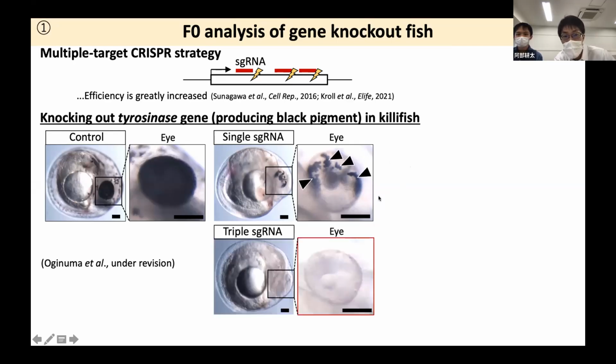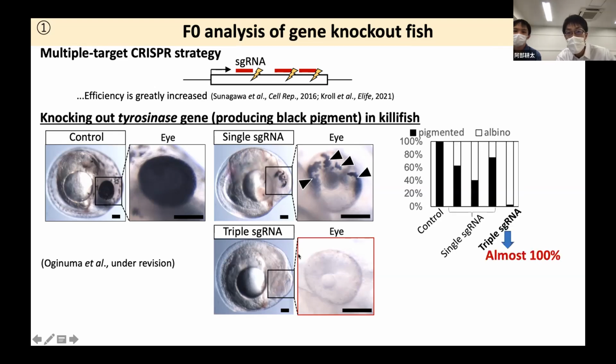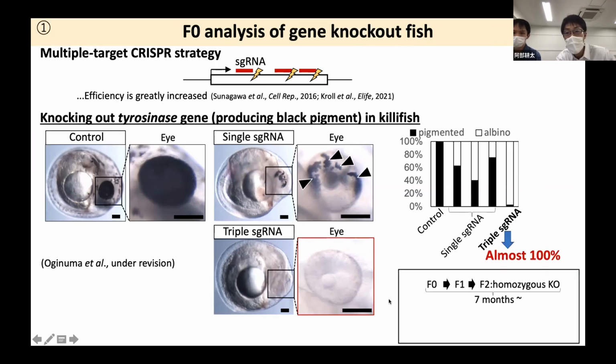But on the other hand, surprisingly, by using not a single but triple sgRNAs, we succeeded in the almost complete whole body knockout of this gene. And they show this kind of complete albino phenotype. And importantly, the efficiency is also very, very high. Almost 100% of injected F0 generation shows this kind of complete albino phenotype. So by this method, we succeeded in shortening the transgenic generation from 7 months to about 1 month. So this is a very, very powerful tool to examine gene function in killifish aging.